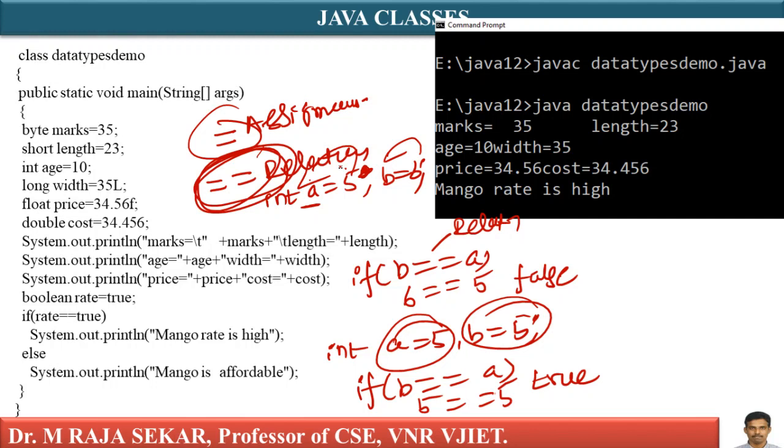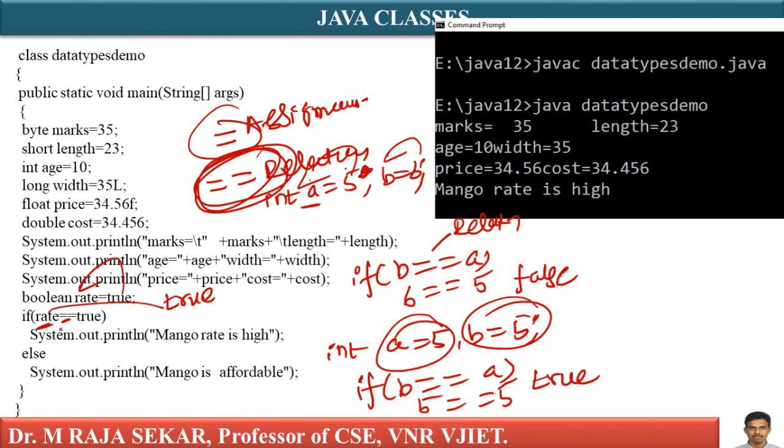Is it clear? Anyway, I will spend time on operators also. For the time being, let me proceed. Here I am assigning true to the rate variable. In rate, which value do you have? I have true. What is this? This is the relational operator, double equal to. True equal true means correct only.